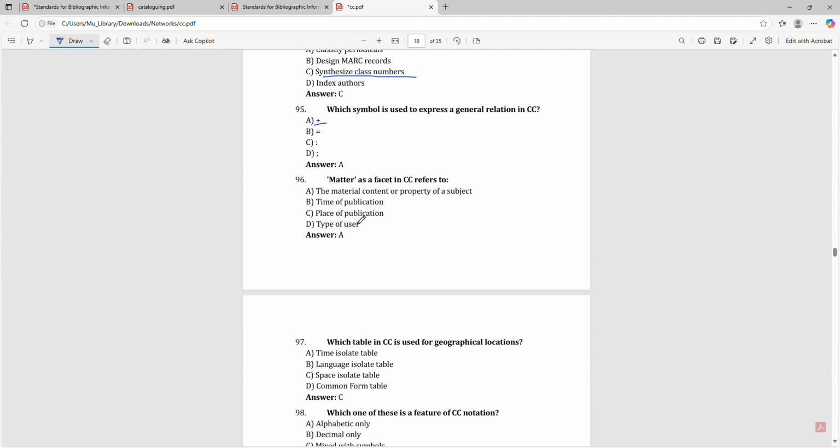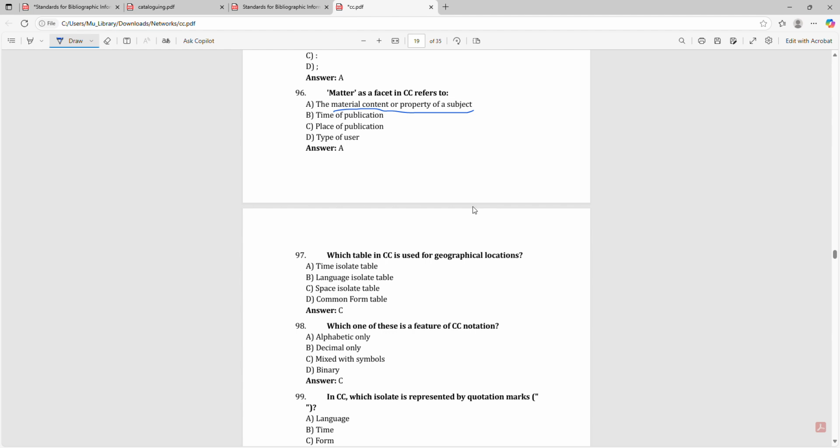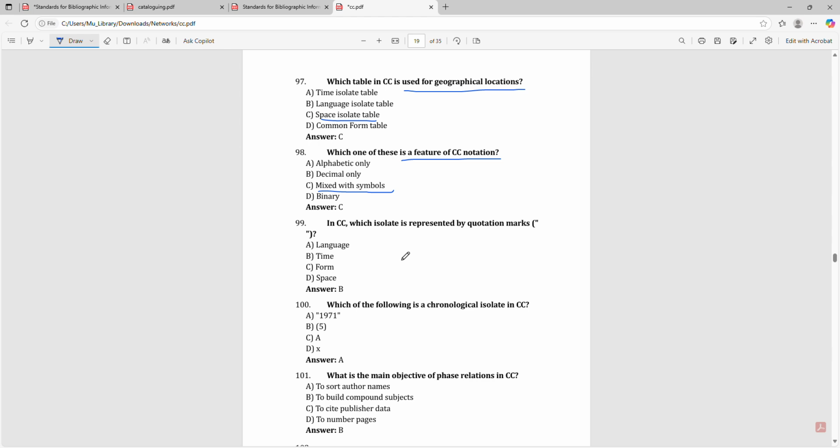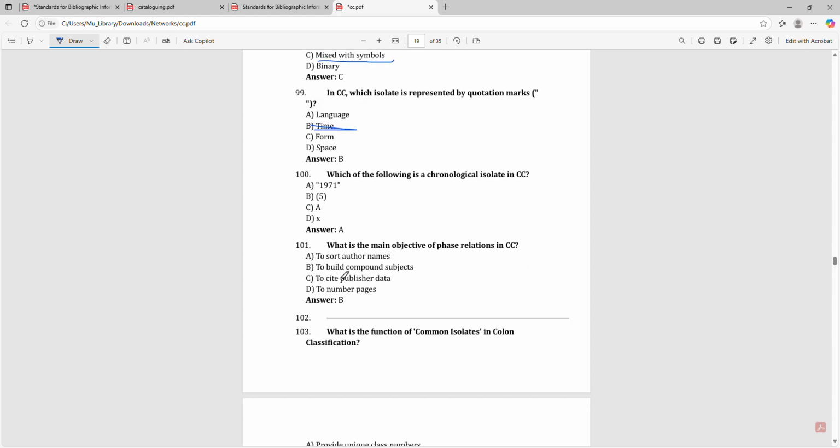Matter as a facet in CC refers to the material content or property of a subject. Which table in CC is used for geographical location? That is space isolate table. Which one of these is a feature of CC notation? That is mixed with symbols. In CC, which isolate is represented by quotation marks? That is time. Which of the following is a chronological isolate in the CC?